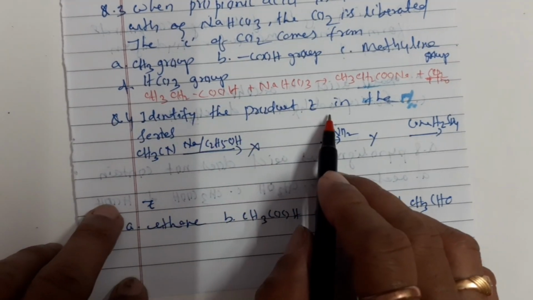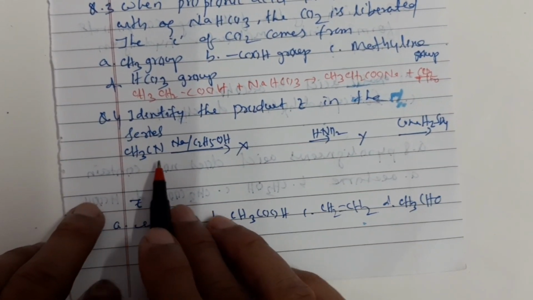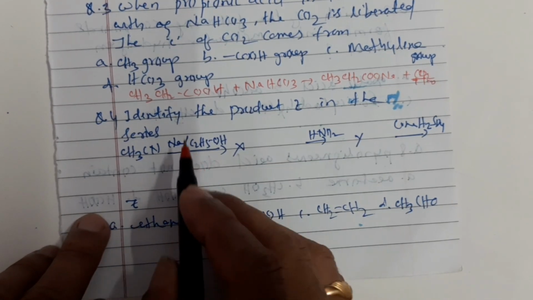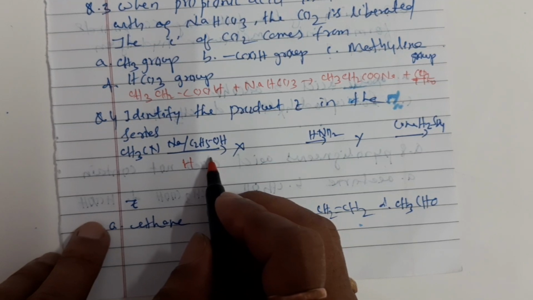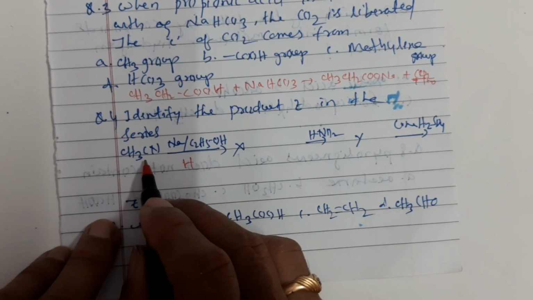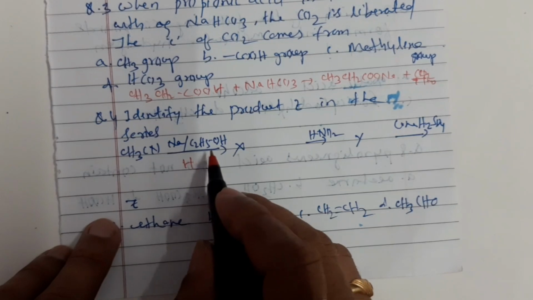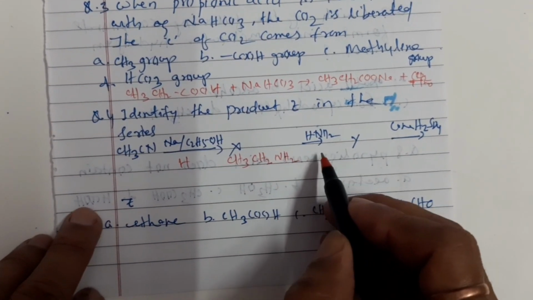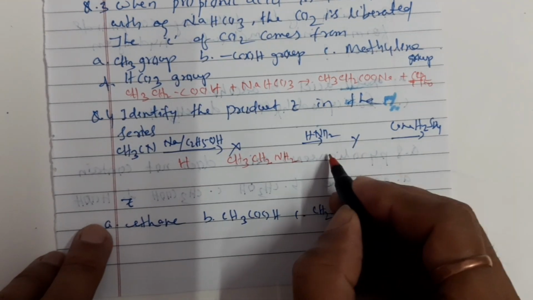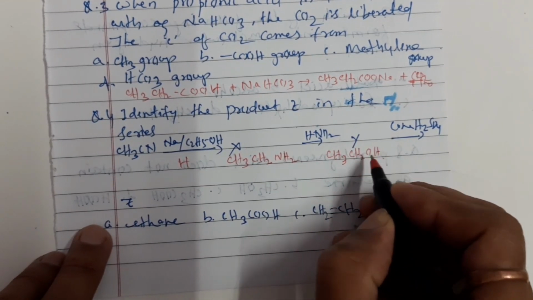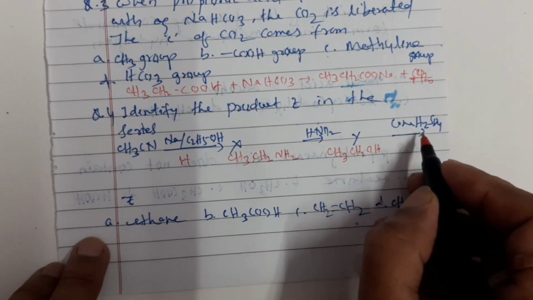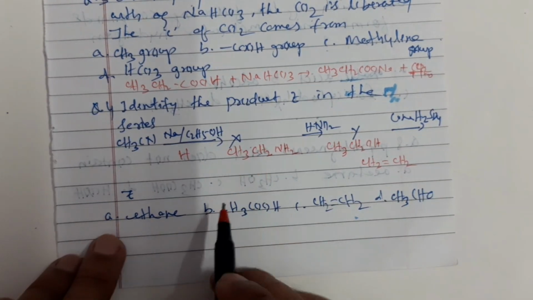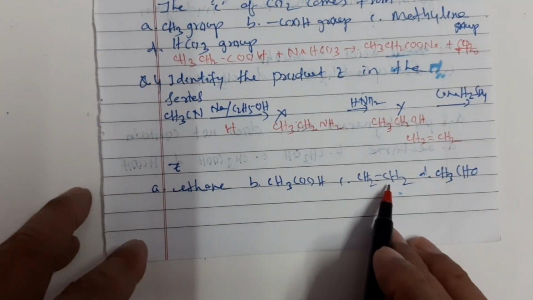Next question, identify the product Z in the series of reactions. This is methyl cyanide treated with sodium in the presence of ethyl alcohol. When sodium and ethyl alcohol are treated, they give nascent hydrogen. This nascent hydrogen reacts with CH3CN. You will get CH3CH2NH2, that is a primary amine. And this primary amine on oxidation will give the alcohol CH3CH2OH. Okay, which when treated with concentrated sulfuric acid, the dehydrating agent, you will get CH2=CH2. So this is the choice.